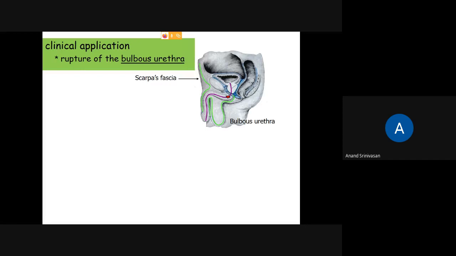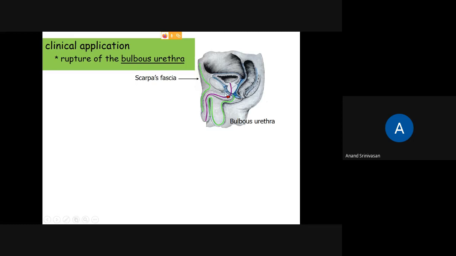Here you can see there is Scarpa's fascia, which is marked in green color. It is extending from the anterior abdominal wall, and here the Scarpa's fascia is renamed as Colles fascia. It is going and extending below. You can see that it is investing the penis. This is the urinary bladder. Now, suppose there is an injury to the urethra, a blow in the perineum. What happens? The urine will be coming out.